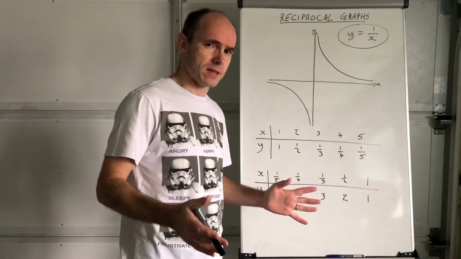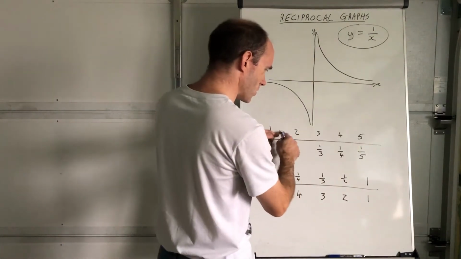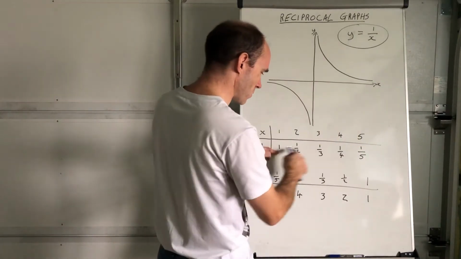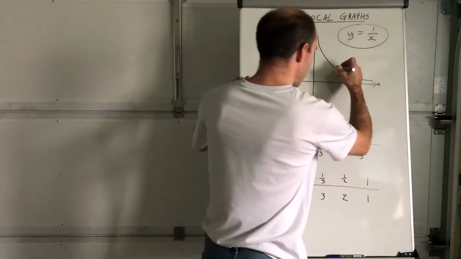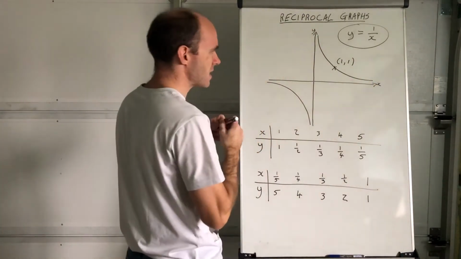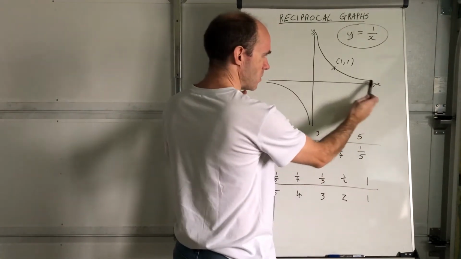Why does it look like this? Well, let's talk about these values here. For the x coordinates 1, 2, 3, 4, 5, the y coordinates are getting smaller and smaller, aren't they? 1, half, third, quarter, fifth. So if we just begin there, say at the point (1, 1), after that, as the x values get larger, the y values are getting smaller.